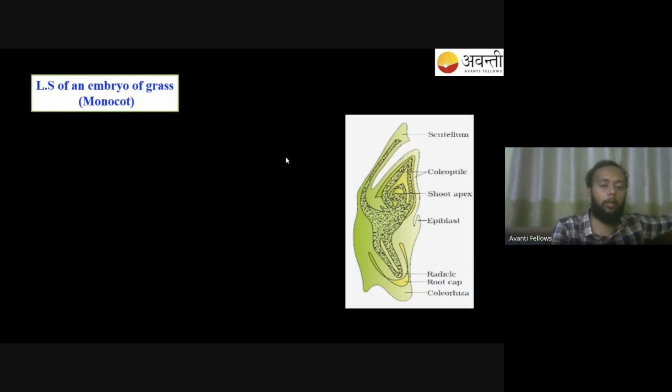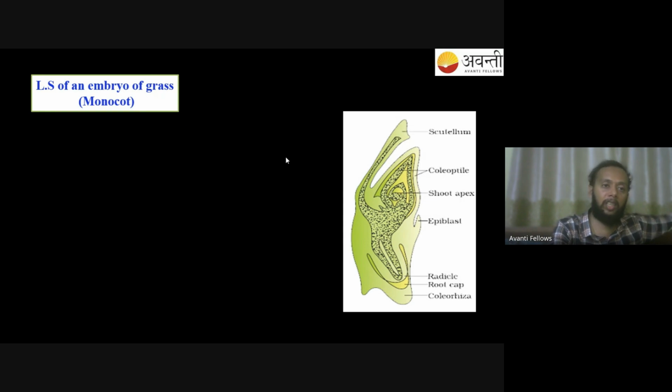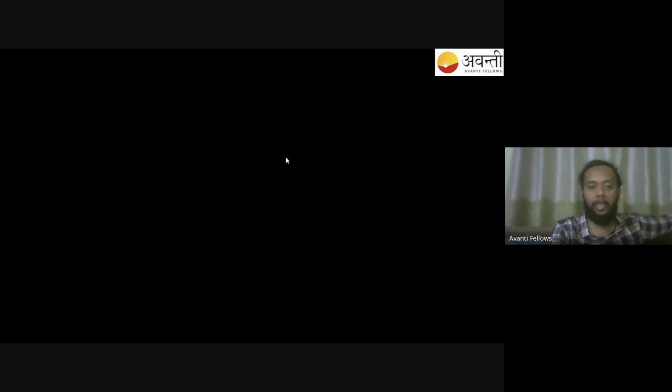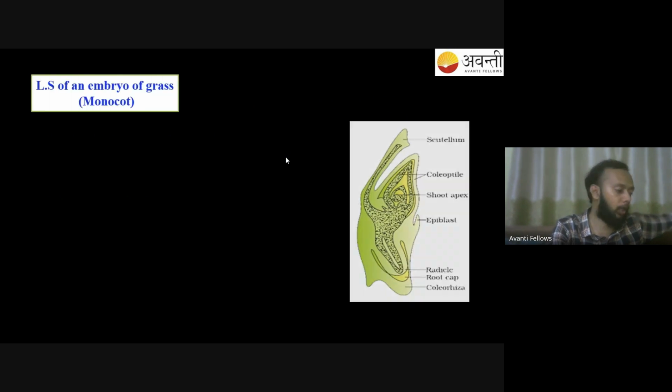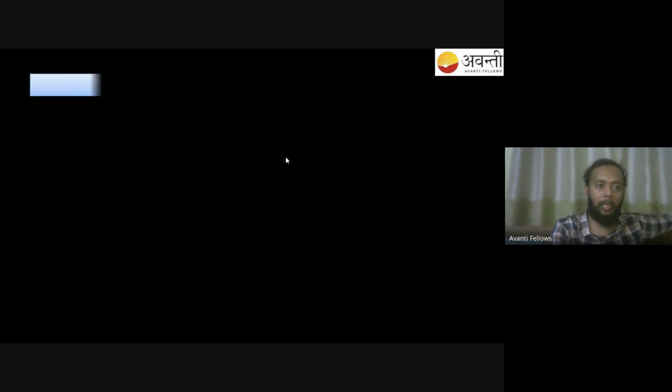ठीक है, so you can see a picture of monocot grass. यहाँ पे आपको उसका एम्ब्रियो का पिक्चर दिख रहा है, जो हम पहले भी देख चुके हैं. यही पिक्चर आपको याद रखना है. So that is something you have to know. I think it is a very simple thing, and now let's move on to something else. तो ये हमने यहाँ पे देख लिया.